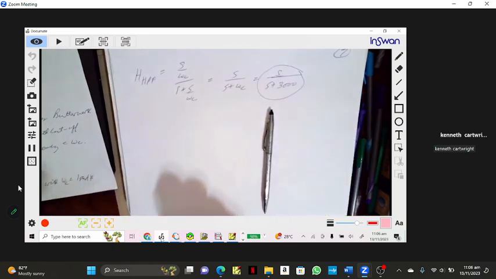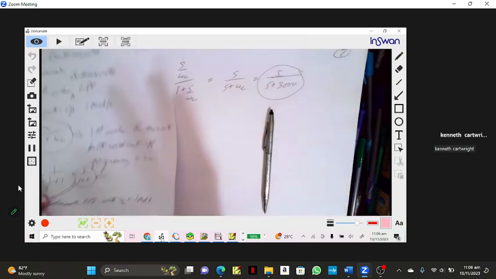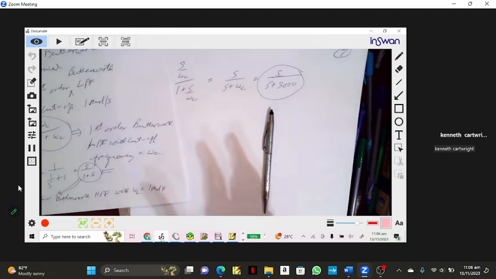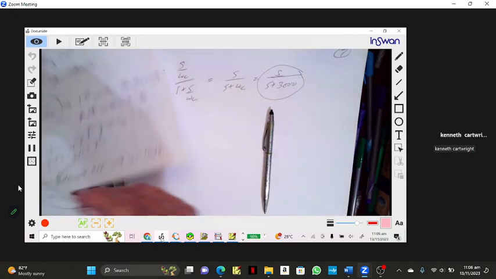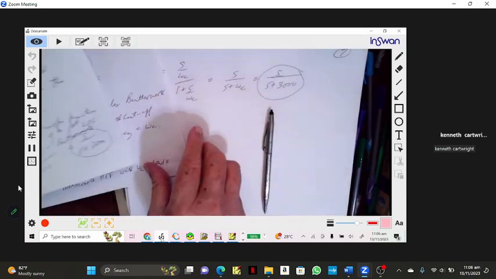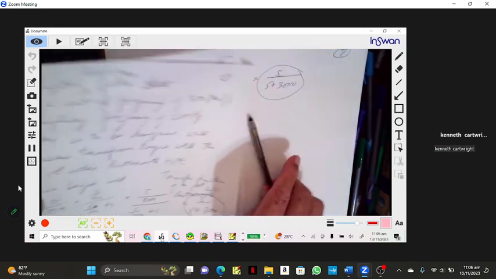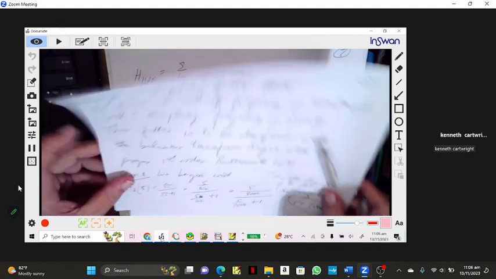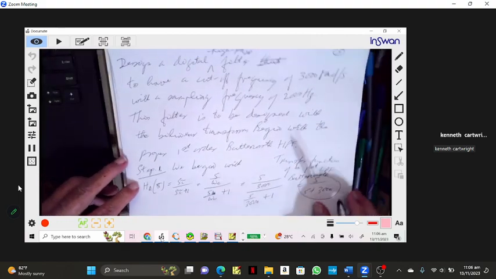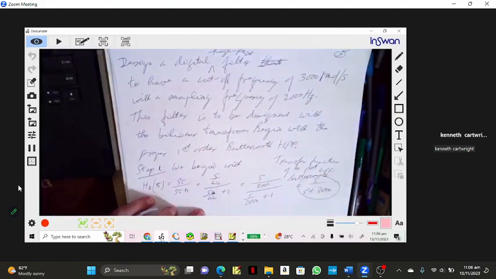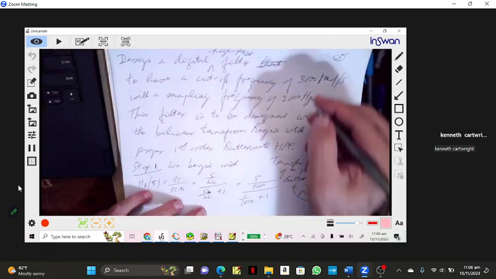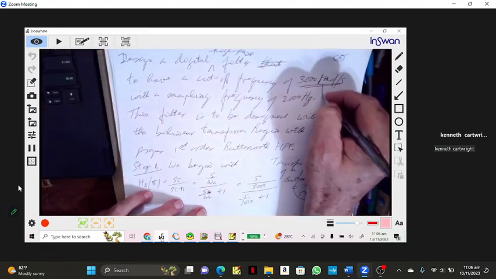Don't forget what we're trying to do now. This is a sidetrack we just went on. Let me remind you of the problem we were solving. We're trying to design a digital high pass filter that will have a cutoff frequency of 3,000 rads a second. How many hertz is that?